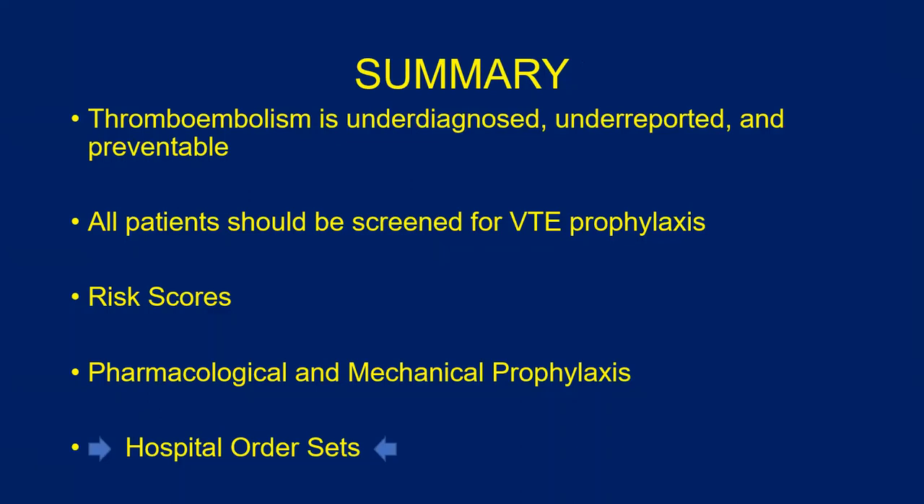Now, coming to the summary. I know this was a long talk. I went rather quickly because there's a lot of stuff to cover, but thromboembolism is underdiagnosed, it's underreported, and it's very, very much preventable. All patients should be screened for VTE prophylaxis at the time of admission, and particularly at the time of transfer of level of care. There are the risk scores that I went over: the PADUA risk score for medical patients, the CAPRINI risk assessment for surgical patients, and then I went over pharmacological and mechanical prophylaxis.